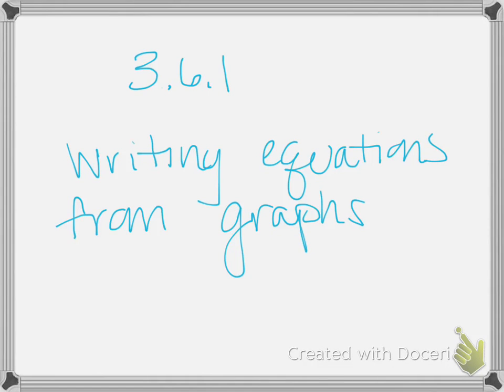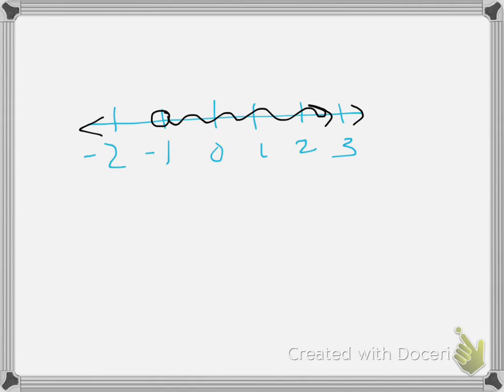Okay, so this first day of 3.6, we're going to be writing equations from a given graph that is thrown at us. So, let's look at this first one. I know it starts at -1, and we have to have our x value here. So it is an open dot, and it is anything that is greater than -1.